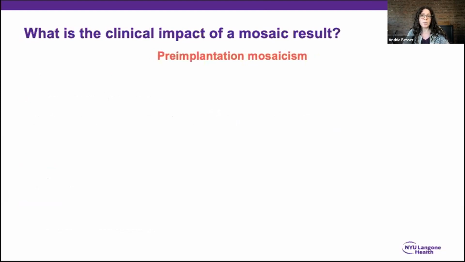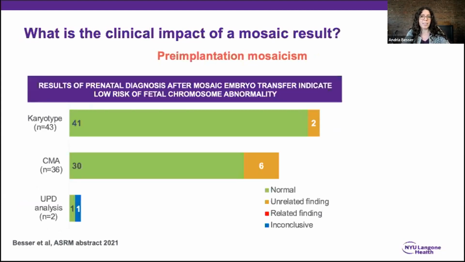But the clinical picture that we're seeing with preimplantation mosaicism has been very different. So this data here is from an abstract that we had last year at ASRM showing the results of prenatal diagnosis from pregnancies with mosaic embryos. Out of 43 karyotypes and 36 microarrays, the original mosaic finding wasn't confirmed in any cases.